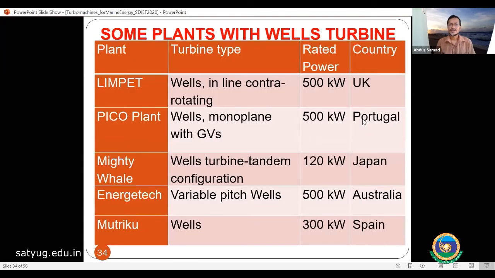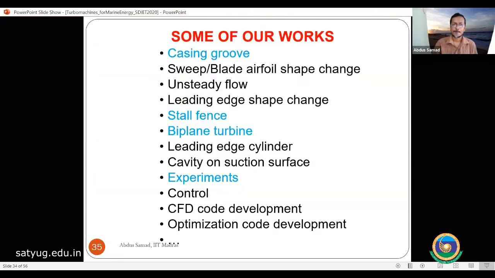Yeah, so Wells turbine, there are several plants installed: Limpet, Pico, Mighty Bell, Energy Tech, Mutriku. Many plants were installed with Wells turbine. Even Indian plants also they installed. They tested with Wells turbine.